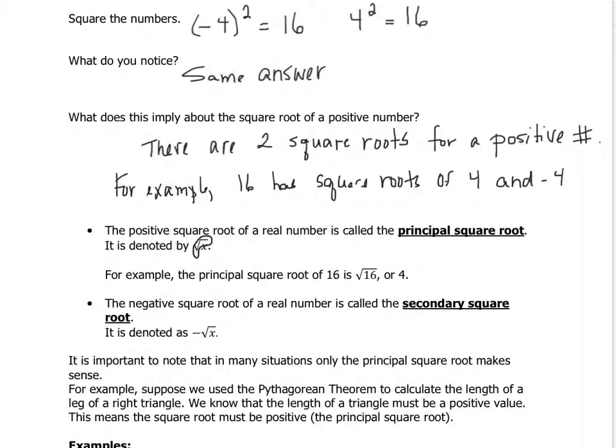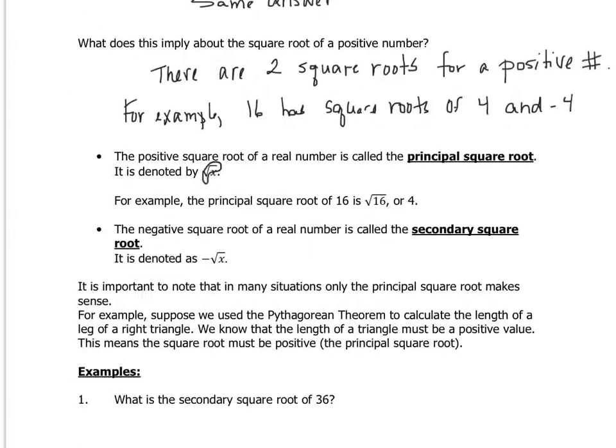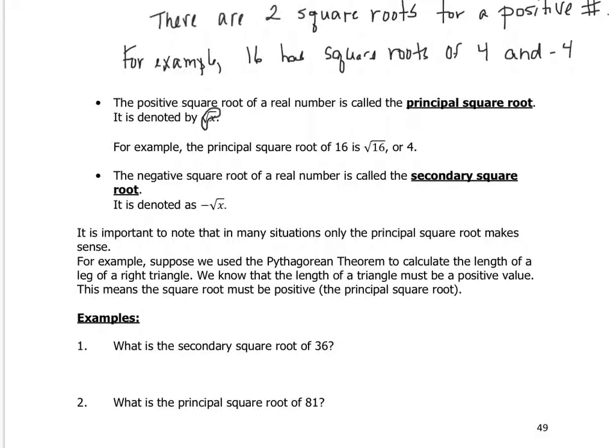All right, so sometimes, when we're dealing with situations, it's really only the principal square root that makes sense. For example, if you're talking about finding the side length of a right triangle and you're using Pythagorean theorem, when you solve it, you would end up taking the square root of a value, and you wouldn't even be interested in the secondary square root because you're talking about the length of a side.